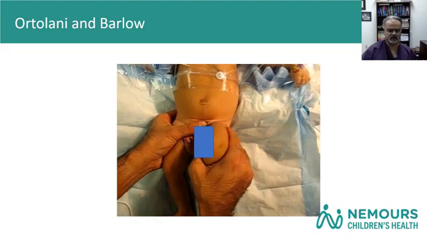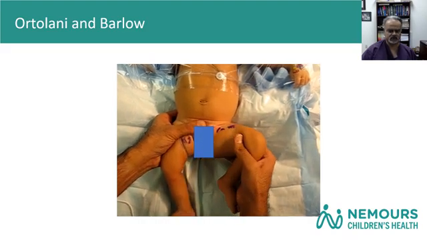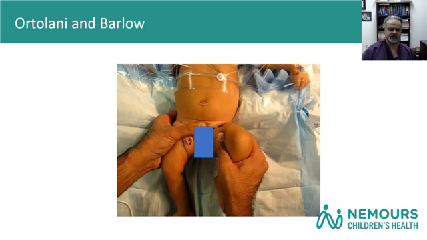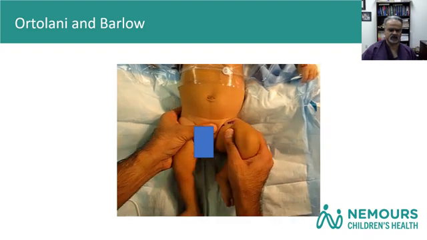So this is a hip that initially was out, which means dislocated, and then goes back in, which is an Ortolani positive dislocated hip.